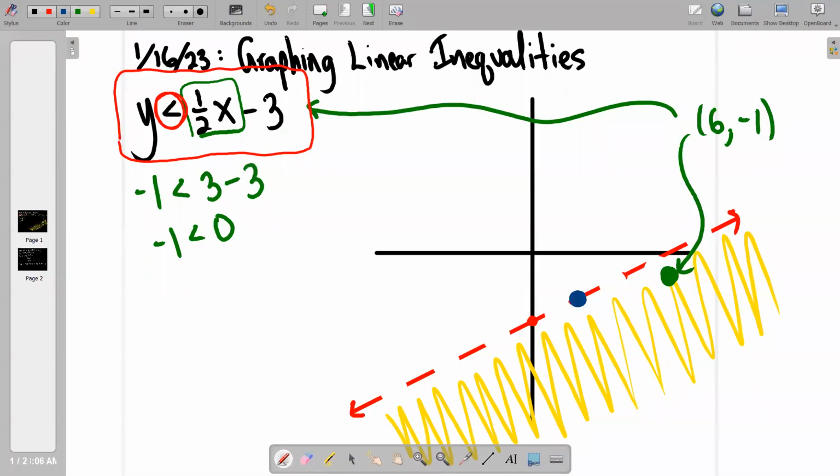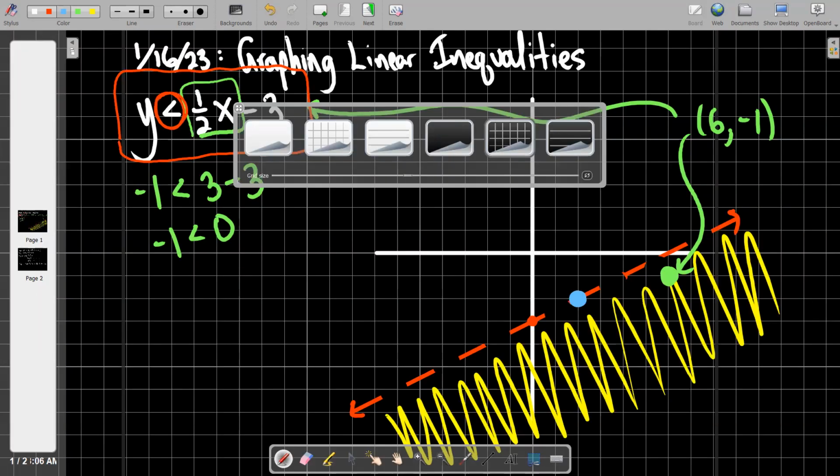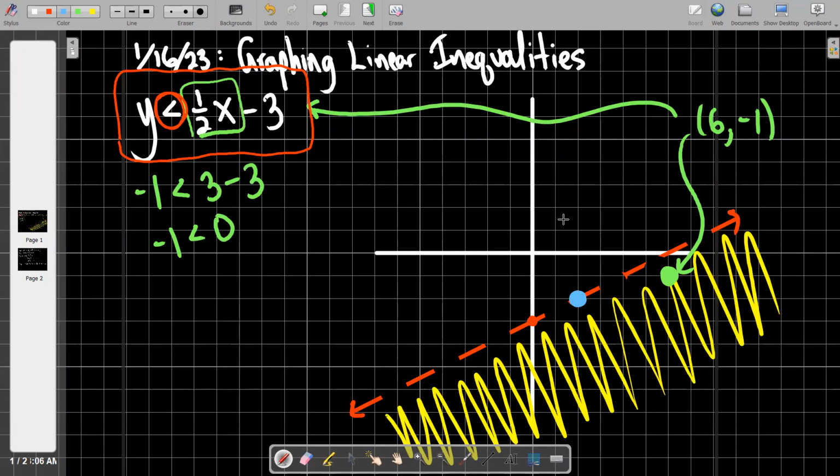Oh my goodness gracious. Did you see that? Sorry about that. Can you tell me what the coordinates of the blue point are?